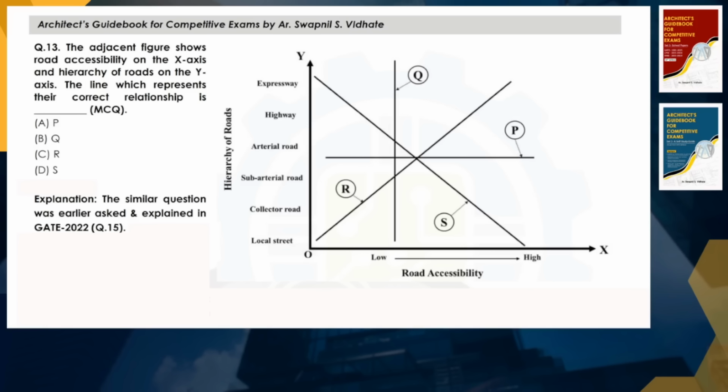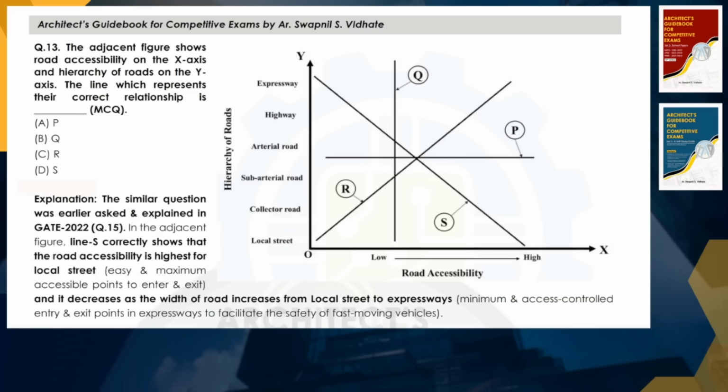Now what is the theory? In the adjacent figure, line S is correctly showing the road accessibility, right? This road accessibility is highest at the local street, and it goes on decreasing as you go along local street to collector road, then arterial road, highway, and expressway. What does it mean? Local street, you have ample lot of accessibility.